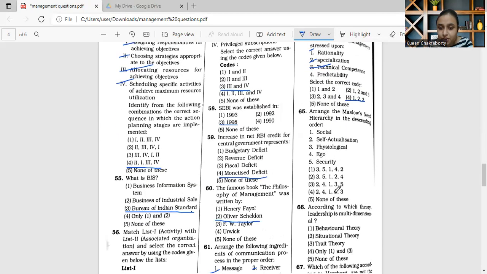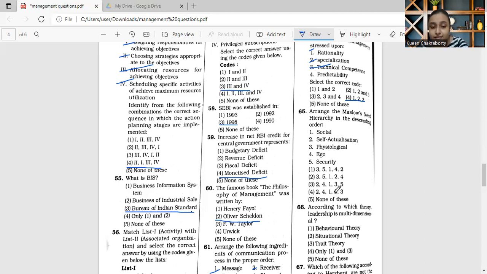Next, moving on to question number 65. Now, in question number 65, also we have a series of codes that are going to be discussed. Arrange Maslow's need hierarchy in the descending order. If you remember the need hierarchy, that was the pyramid: social, self-actualization, psychological, ego, and security.